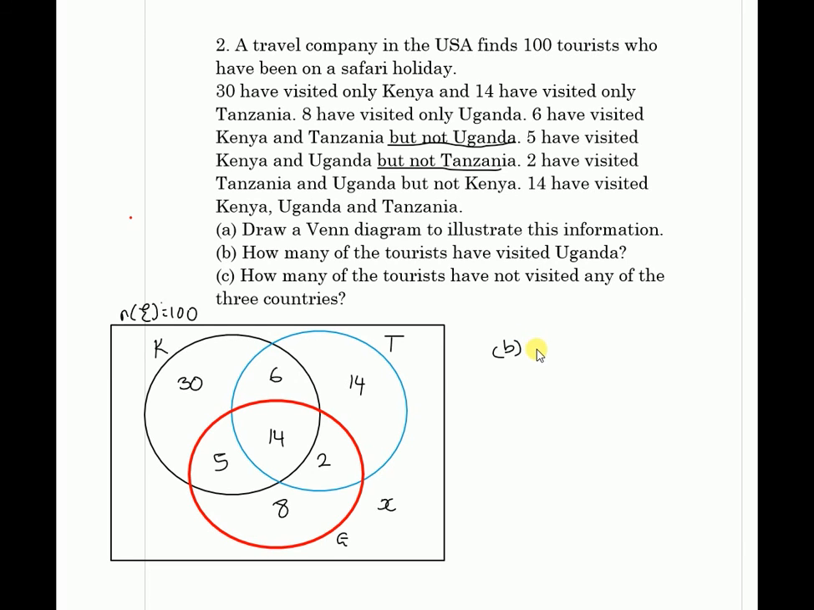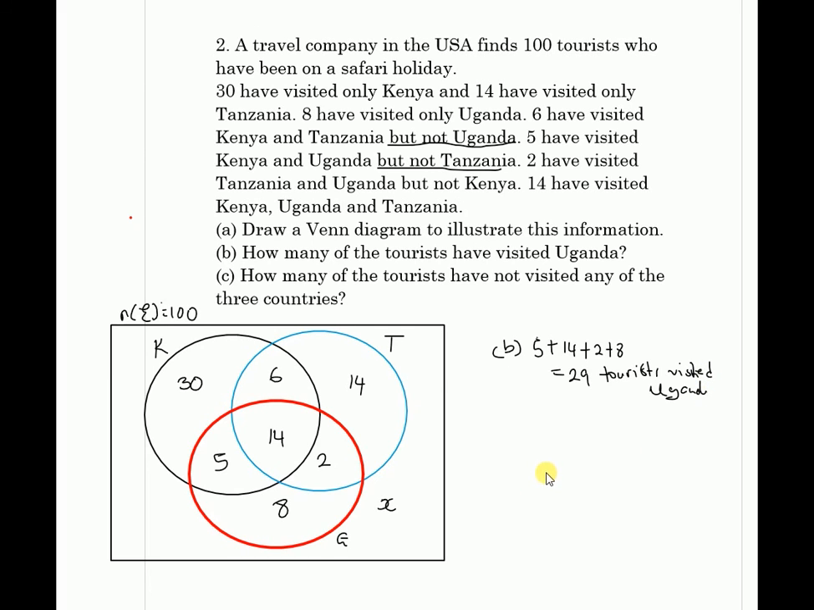So the tourists who visited Uganda, we have 5 plus 14 plus 2 plus 8, and this gets us 29 tourists. So 29 tourists visited Uganda. That is what we have there.